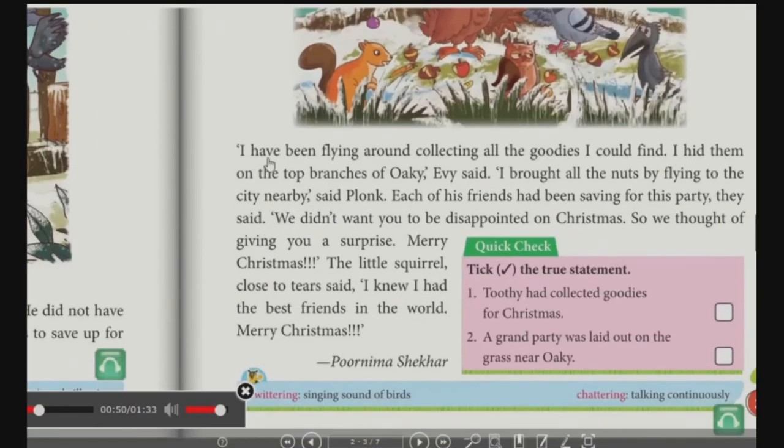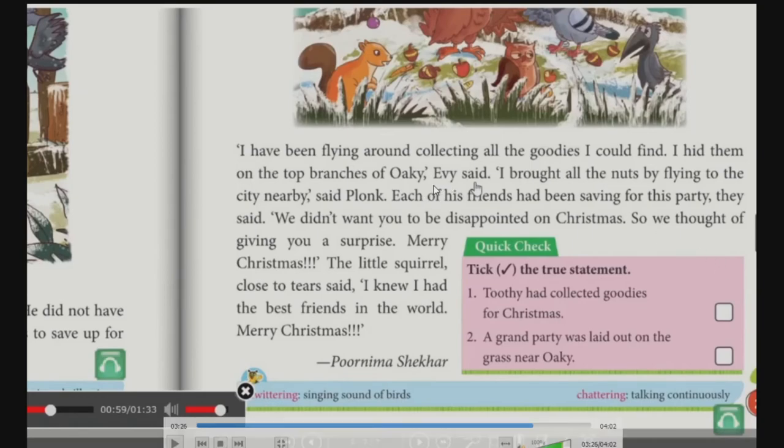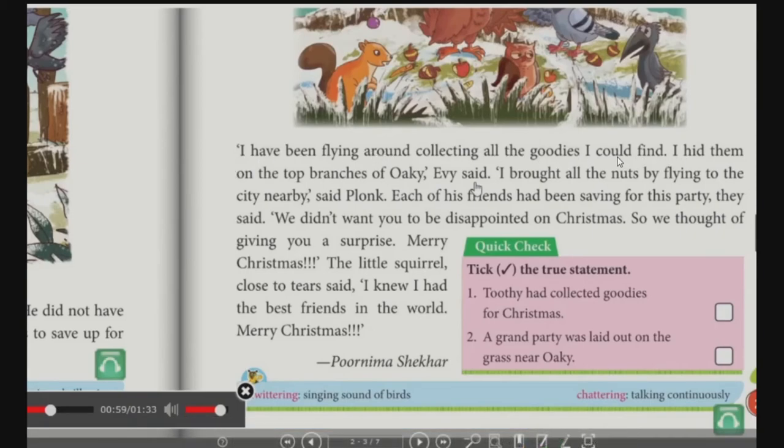I have been flying around collecting all the goodies I could find. I hid them on the top branches of Oaky, Evie said. Now let us recollect, let us try to remember who is this person, Evie? It was the eagle. And what did Evie say? I have been flying around and collecting all the goodies I could find.